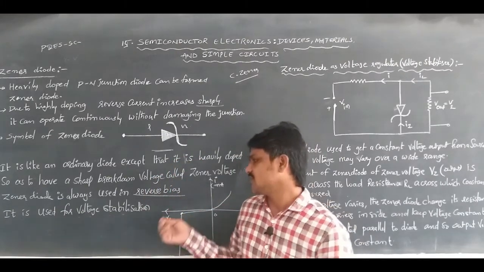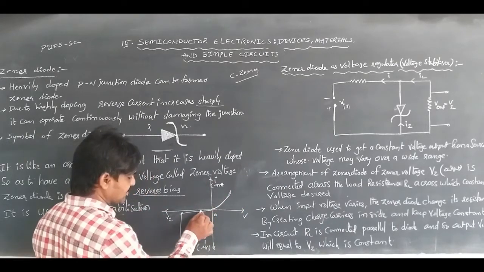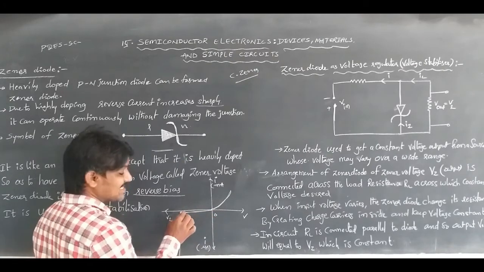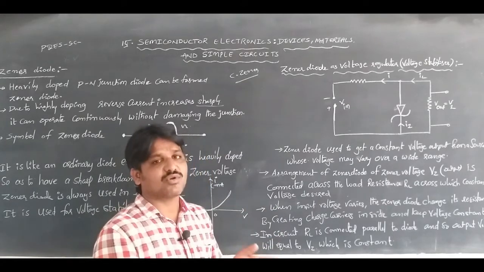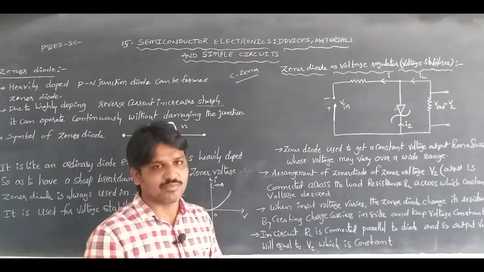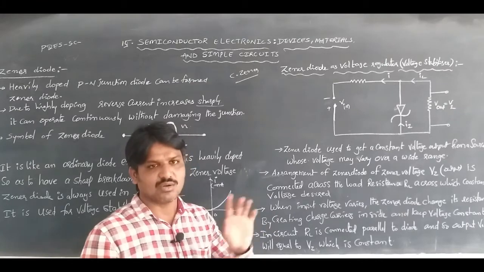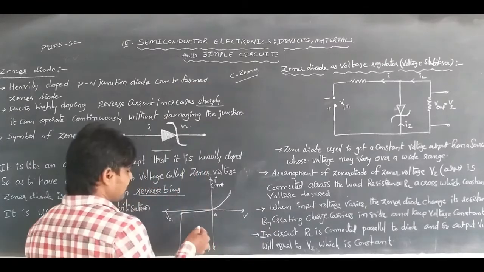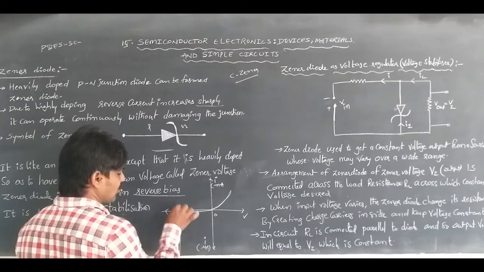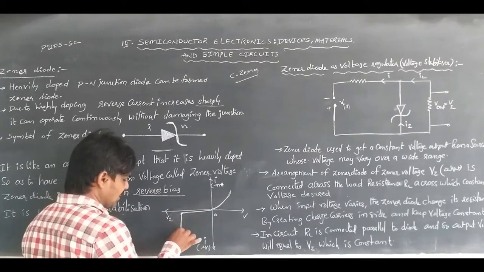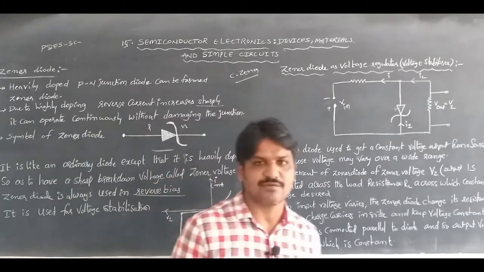Whenever it is forward biased, it acts as a normal PN junction diode. Whenever it is connected in reverse bias, the current flows through this. The voltage drop across the Zener diode is independent of the current flowing through the diode. So that way the voltage remains constant. Whenever the voltage potential drops across the Zener diode, the voltage is independent of the current, so a constant current flow occurs.